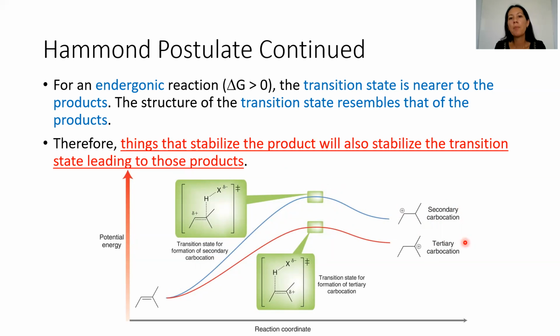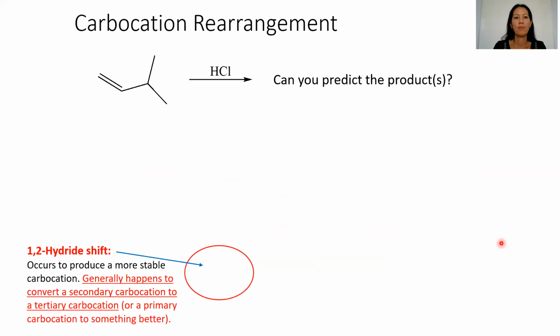We just talked about hyperconjugation. Hyperconjugation stabilizes carbocations. So they're going to stabilize those transition states and lower the energy, allowing you to achieve that faster. Okay, let's talk about carbocation rearrangement. First, can you predict the product?